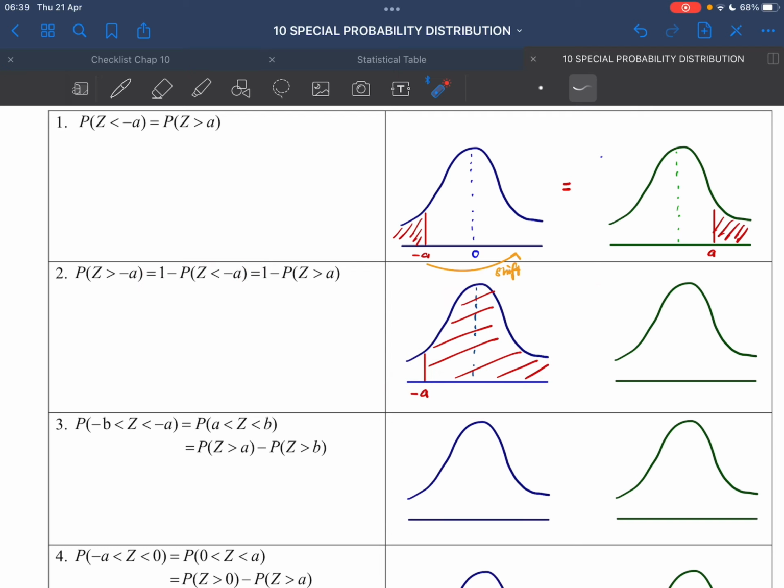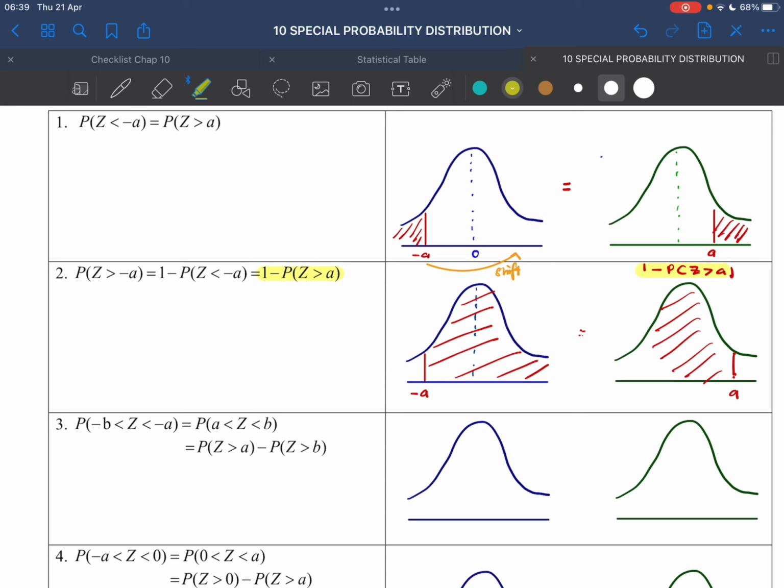Okay, so from property number 1, you know that z less than negative a is the same as z greater than a. So we can change this into this. Or as you can see from the bell shape here, this negative a we can shift to this side, which is positive a, and this area is the same as this area here. This is the same thing as 1 minus P(z greater than a). Okay, so we get the same answer here.